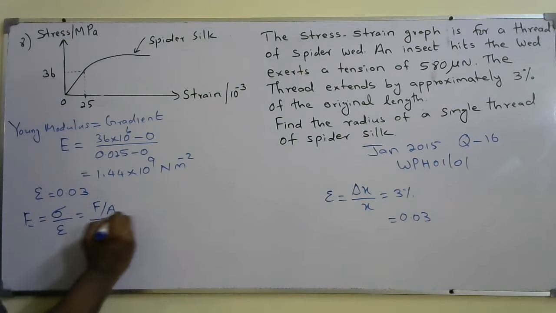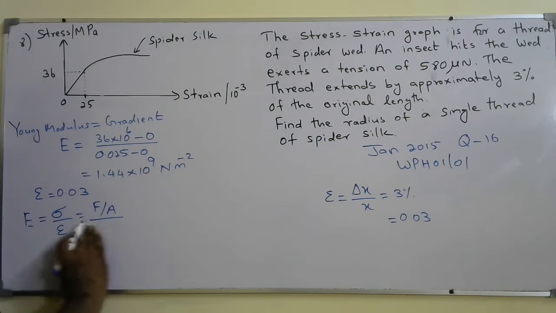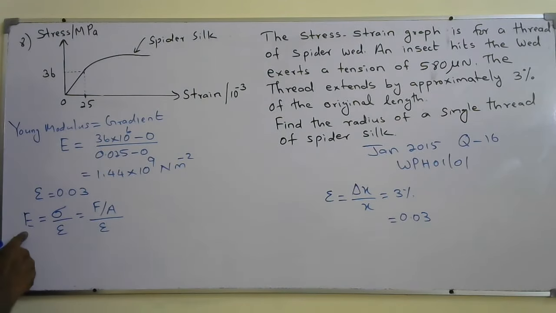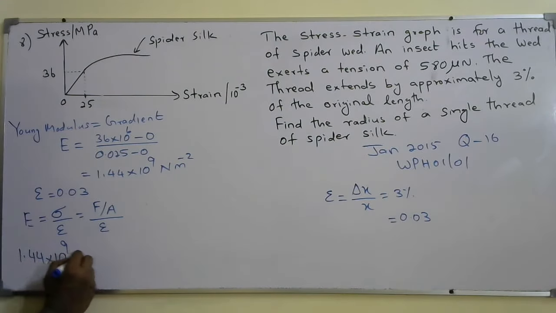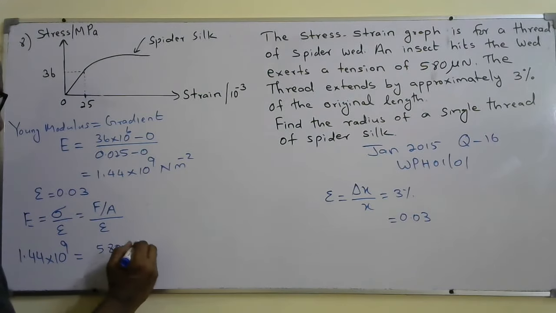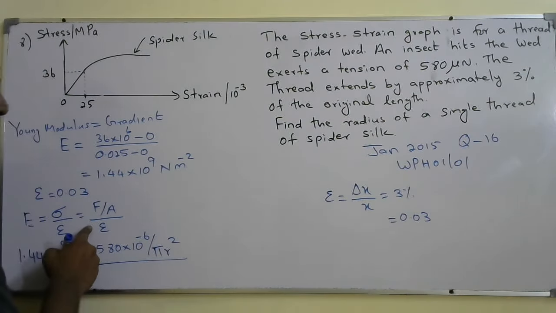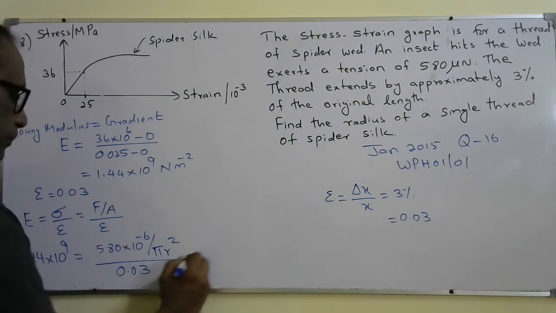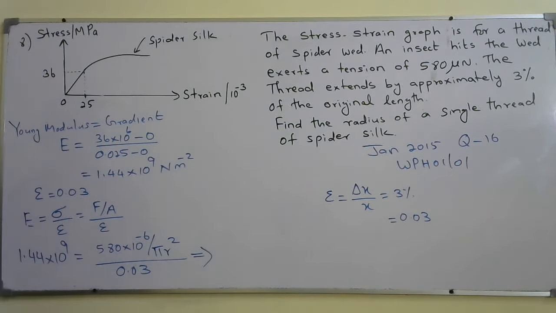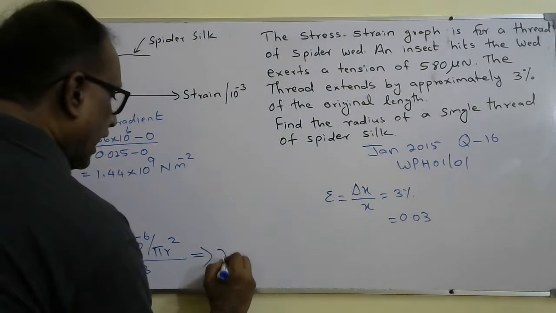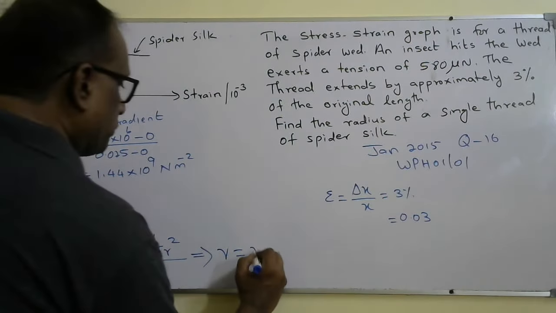Young modulus 1.44 times 10 to the power 9 is equal to force, 580 micronewton, 10 to the power minus 6, over area of cross section, which we don't know and need to find, that is pi r squared, over 0.03. So the only unknown is pi r squared. From this we can find pi r squared and find the r, solve it. You will get r is equal to 2.07 times 10 to the power minus 6 meter. That's the question. Find the radius of the thread.